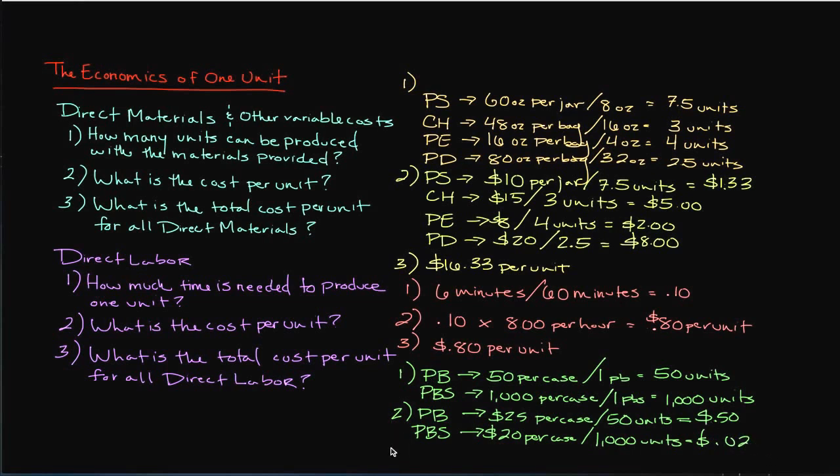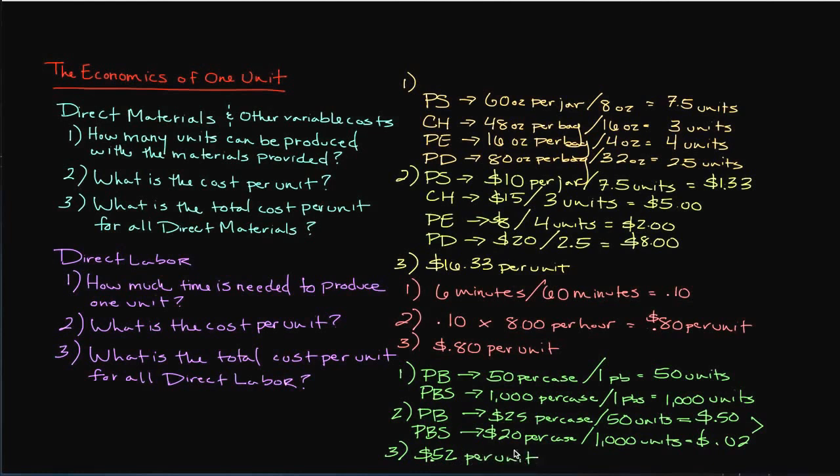And so the last step, of course, is going to be adding these two together. And so we essentially take these two numbers, add them together, and for other variable costs, we're going to be paying 52 cents per unit.